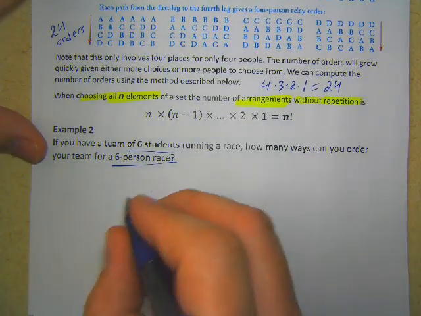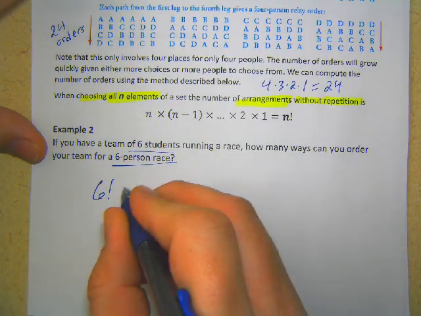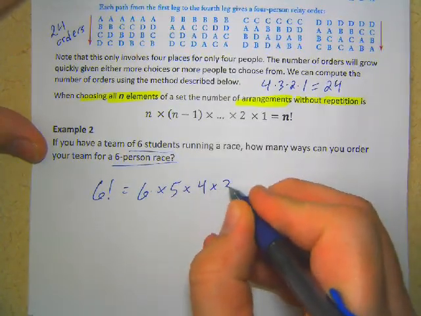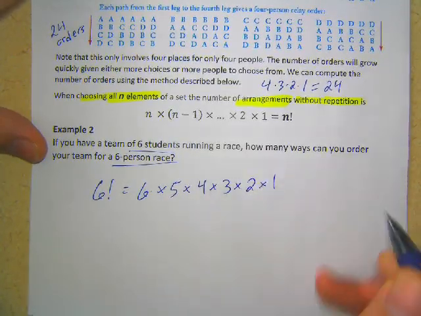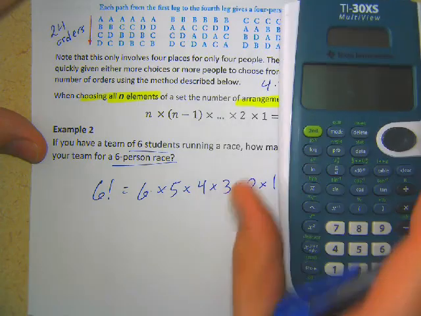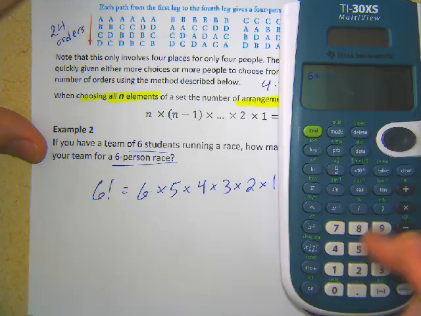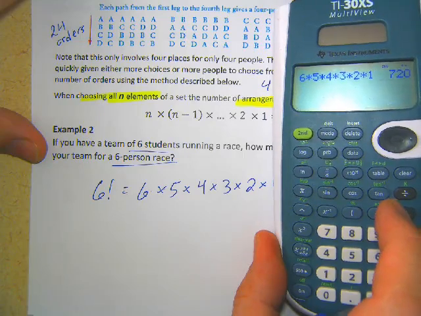In this case, because there's 6 people, we just do 6 factorial. We do 6 times 5 times 4 times 3 times 2 times 1. Multiply that out. You don't have to do it in your head. You can just sit there and type it in: 5 times 4 times 3, and multiply it out. Get your answer. So this is 720.